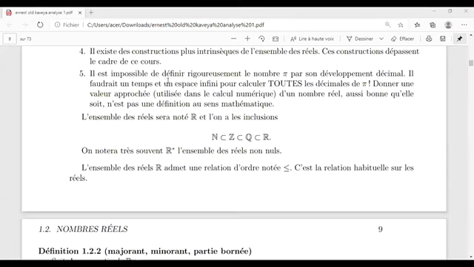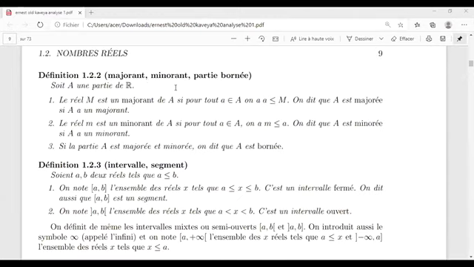Okay. So majorant. So la définition, on a majorant, minorant, partie bonnet.